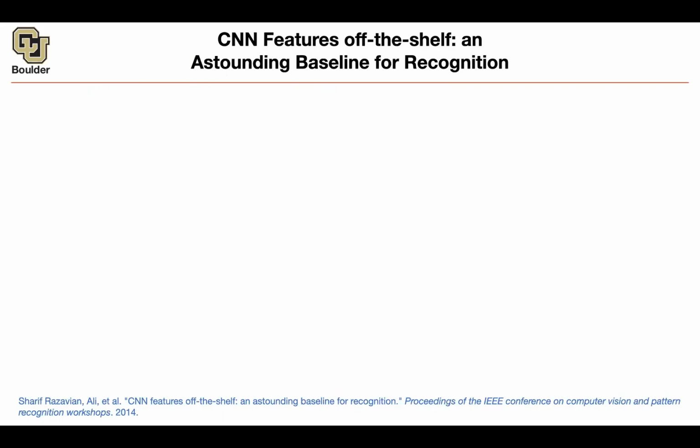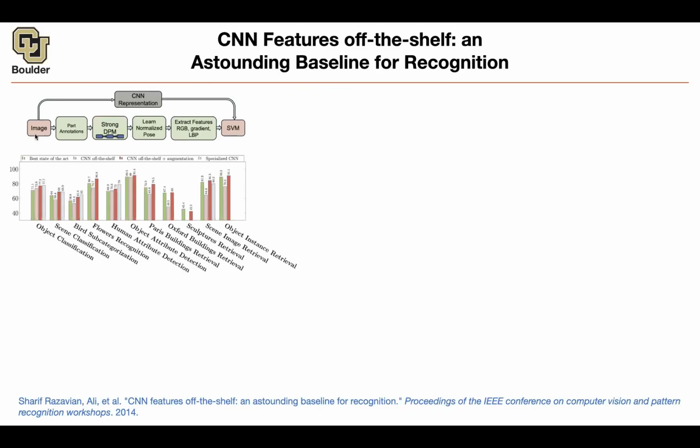The other one that took this a little bit further to new domains is CNN features off the shelf. So you're going to use CNN features without any fine tuning, and it's going to give you a baseline. Previously in computer vision, you would take an image, do some part annotation, learn normalized pose, extract features, gradients, LBP, etc. And then at the end, you do your support vector machine. So there was a lot of hand engineering going on here.